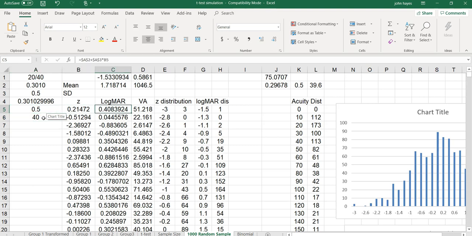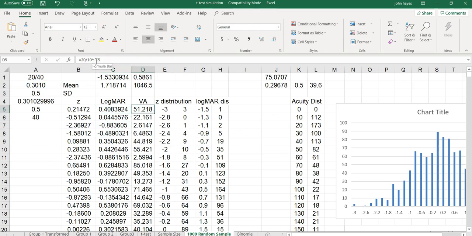We went through and we first converted. Now, to convert to any scale you want from a z-score, basically what we do is we take the mean, that's A2, that's 0.301. We add the standard deviation times the value x. So this value is 0.301 plus 0.5 times 0.21472, and we get 0.40. And then we just go down and we do that for every one of the 1,000 random samples.